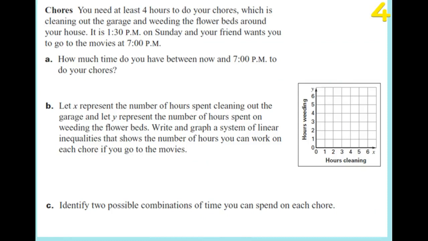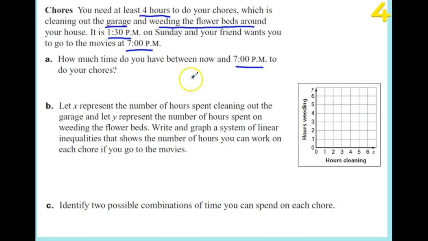Here's a problem, I believe, looks similar to one that might be on your homework. It says chores. You need at least 4 hours to do your chores, which is cleaning out the garage and weeding the flower beds around your house. It is currently 1:30 p.m. on Sunday, and your friend wants you to go to the movies at 7 p.m. How much time do you have between now, which is 1:30, and 7 p.m.